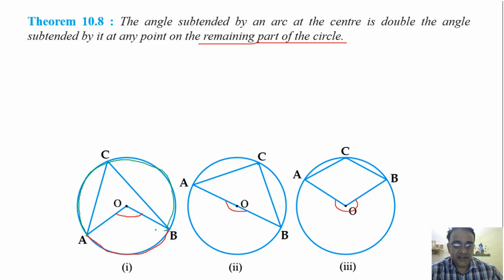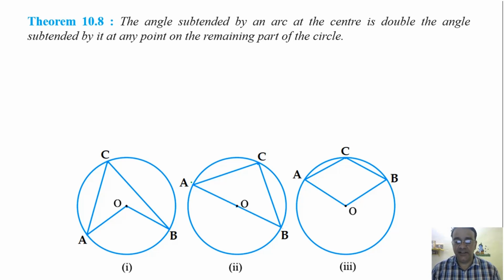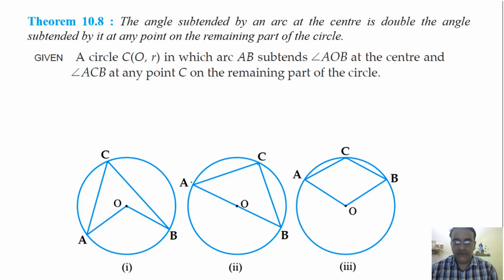अब रिमेनिंग पार्ट में कहीं पर भी एंगल वो बनाएगा, wherever it will make, this angle is double of this angle. Right? Statement is clear? And we have to take up all the three cases. So first, a circle with center O and radius R in which arc AB subtends angle AOB at the center and angle ACB at any point C on the remaining part of the circle.